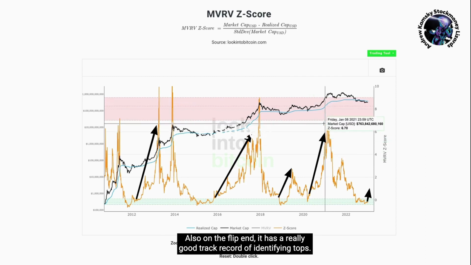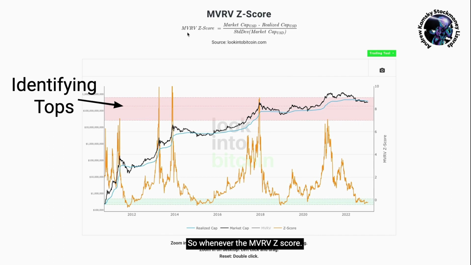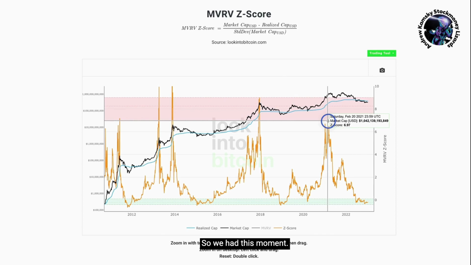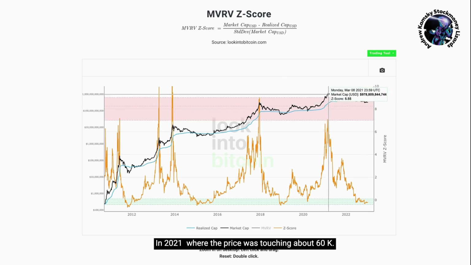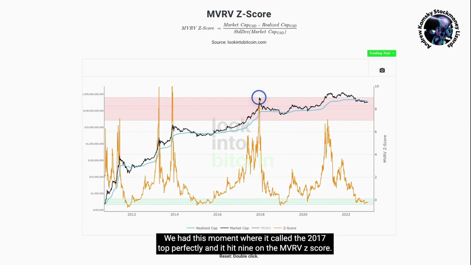Also, on the flip side, it has a really good track record of identifying tops. So whenever the MVRV Z-score is higher than 7, then that statistically is a good time to take profits. So we had this moment in 2021 where the price was touching about 60K. We also had this moment where it called the 2017 top perfectly, and it hit 9 on the MVRV Z-score.